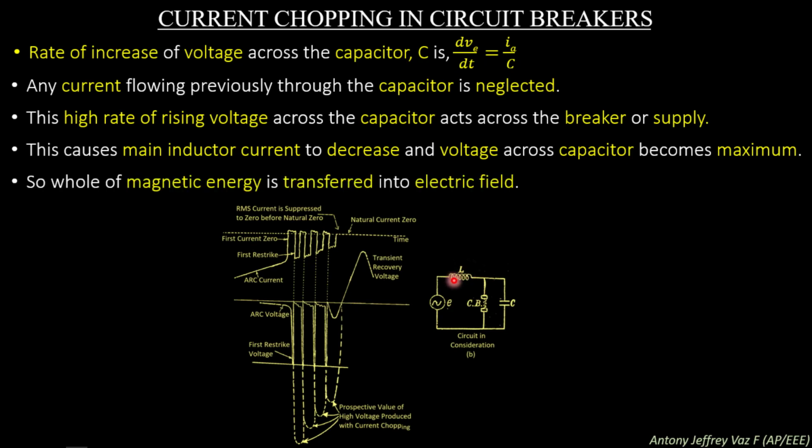So the whole of the magnetic energy is transferred into electric field. This magnetic energy, which means the inductor current passing into the capacitance and charging it, is now converted into electric energy because this capacitance is connected in parallel with the circuit breaker.